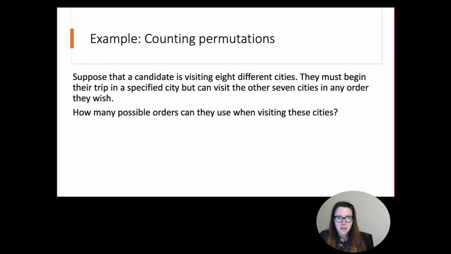Okay. So here's another one. Suppose that a candidate, we all saw this happening in the States just recently, is visiting 8 different cities. So they're off to get their people to vote for them, rally the troops. So they must begin their trip in a specified city, probably because they live there or started there. Okay, and they can visit the 7 other cities in any order they wish. So how many possible orders can they use when visiting these cities?